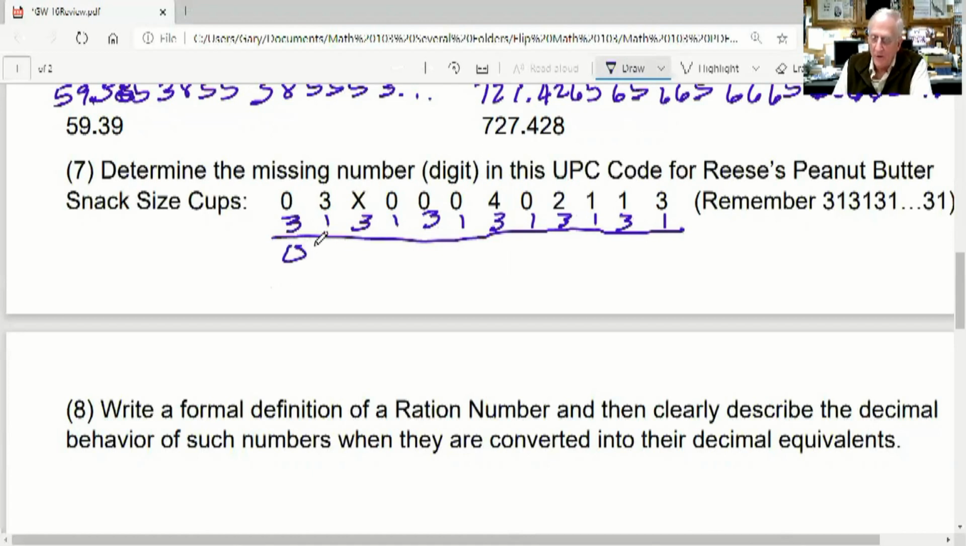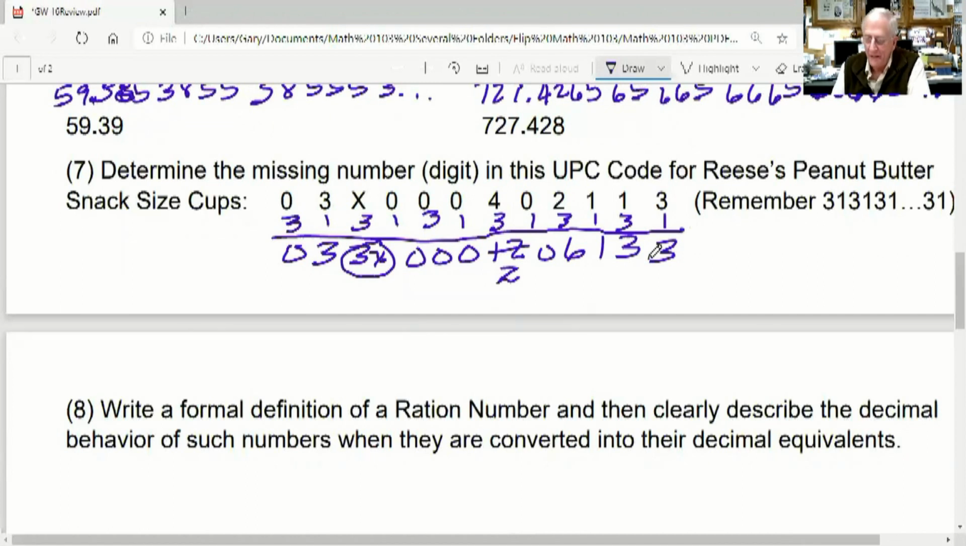All right, 0, 3, 3x. I'm going to circle that. 0, 0, 0, 12, which becomes what? A 2, 0, 6, 1, 3, and 3. Now, if I add all those together, and put them with the 3x plus, all right, 3 and 3 is 6, 7, 13, 14, 15, and 3 appears to be 18.